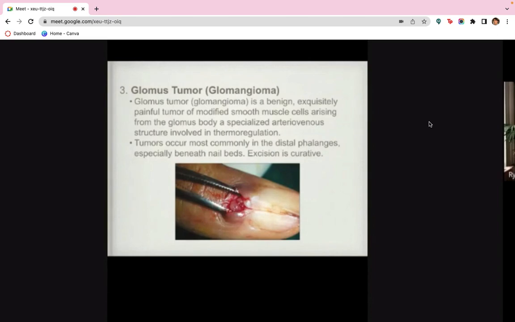So these tumors occur most commonly in the distal phalanges, specifically beneath the nail beds. So nandito yung ating mga areas kung saan yung ating extremities. These are areas of the exchange of oxygenated to non-oxygenated blood.